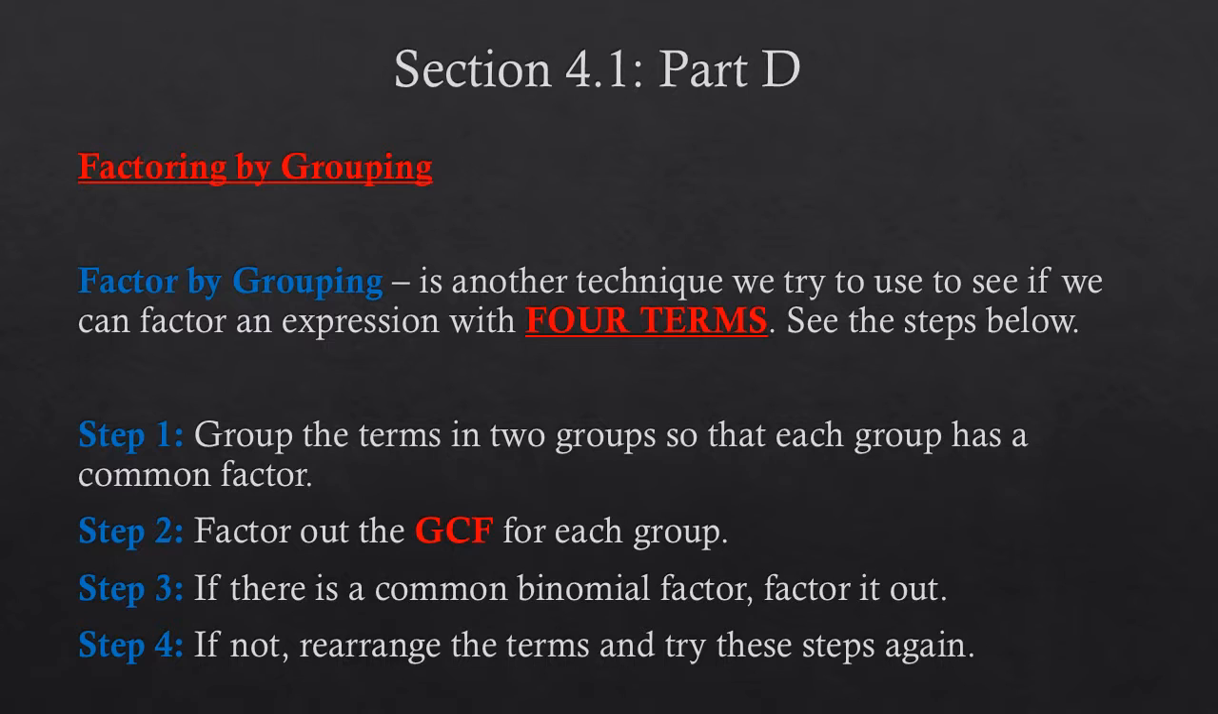Step 1. Group the terms in 2 groups so that each group has a common factor. Step 2. Factor out the GCF for each group. Step 3. If there is a common binomial factor, factor it out. Step 4. If not, rearrange the terms and try these steps again.